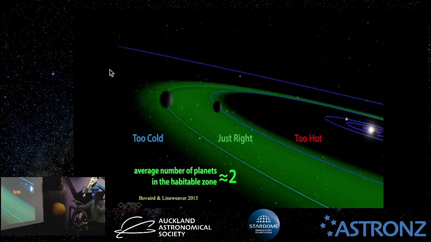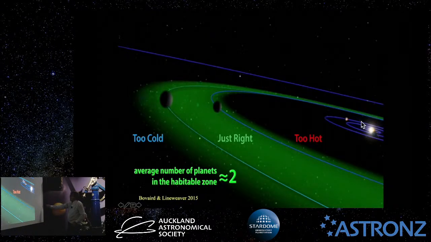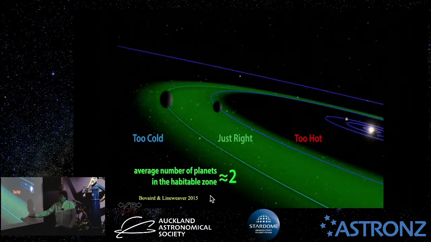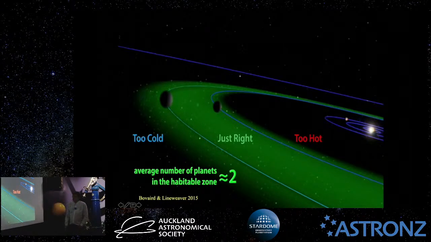Okay, so here's the central star, and here it's too hot, here it's just right, and here it's too cold. And we wrote a paper about six or seven years ago. The average number of planets in the habitable zones of stars is about 2.